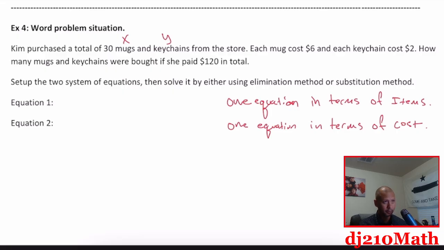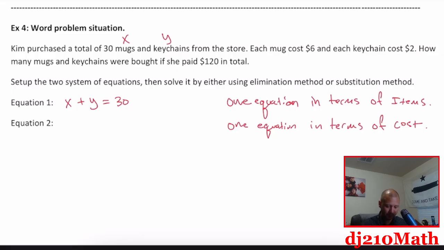So she bought a total of 30 items. What this is saying is, you take the number of mugs plus the number of keychains, this should equal a total of 30. So there's my one equation in terms of the items. You add the items together, equals the total amount of items. x plus y equals 30.